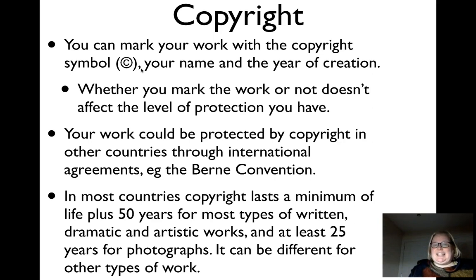Your work could be protected by copyright in other countries outside the UK. This is usually done through international agreements such as the Berne Convention. They may hold in some countries and they may not in others, so it's worth being aware of that. In most countries, copyright lasts a minimum of life plus 50 years for most types of written artistic works. I'll say at least 25 years for photographs. It differs a lot from country to country. And it also can be different for other types of work. So it's really important to you, if you say you're making a game that you think you're going to market in the UK and Sweden because you're Swedish, make sure you understand Swedish copyright law as well.